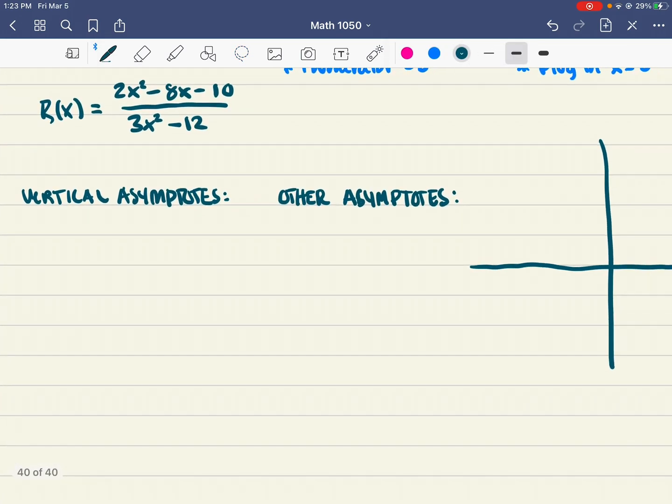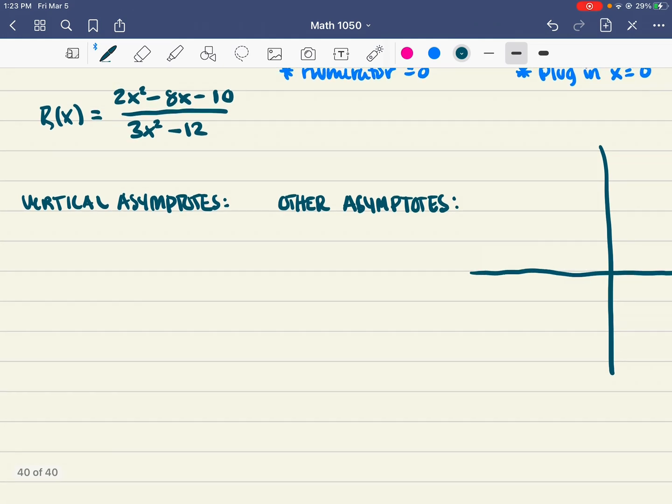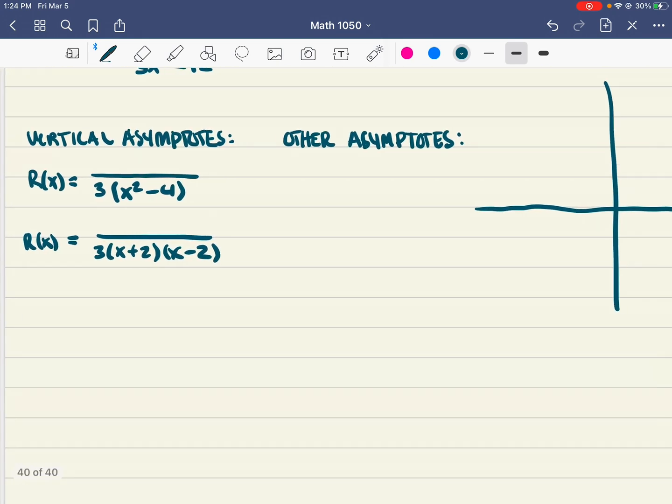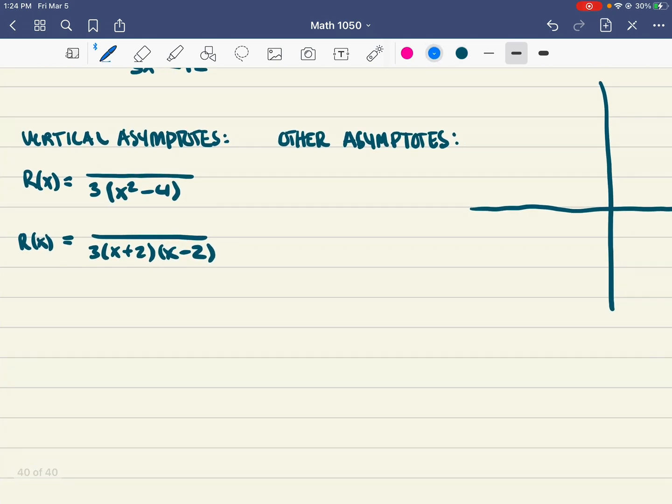Perfect. Okay, so vertical asymptotes. First, I'm just going to attempt to factor this. The only thing I really care about for vertical asymptotes is the denominator, so I'm going to leave the numerator alone for now. All I care about is the denominator. And I'm noticing from the denominator a 3 can be pulled out. And then now I have a difference of squares, so I have something over 3 times (x plus 2)(x minus 2). It's a difference of squares. And now I can tell what the vertical asymptotes of this are going to be.